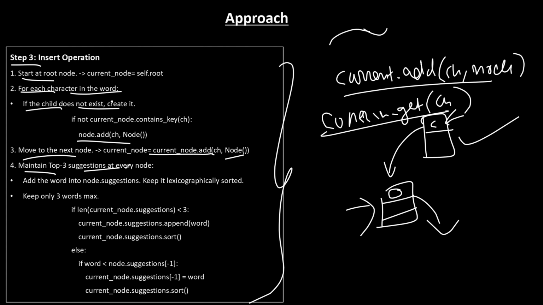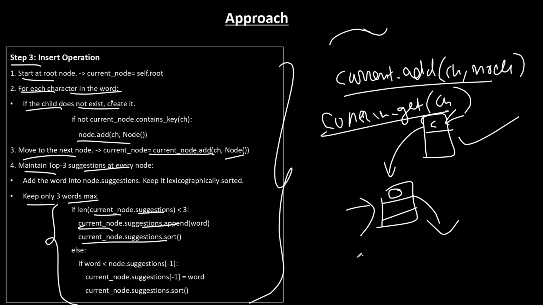And to maintain the top three suggestions at every node within the insert operation, we only keep 3 words at max. So this is the code for this. If the length of the current node's suggestions is less than 3, please add it, append it, and please sort it. Okay, why are we sorting it?